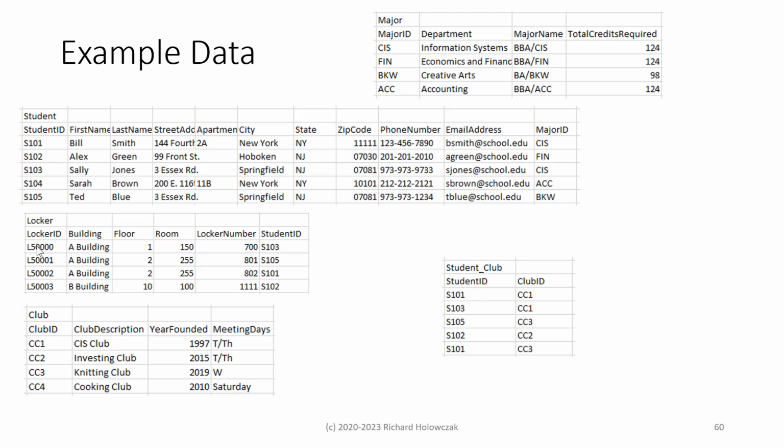Over here with the locker, we can see a particular locker is being rented by, that looks like Sally. Locker 5001 has been rented by Ted. Locker 5002 is rented by Bill, and so on. So the foreign keys, again, help us keep everything connected together.